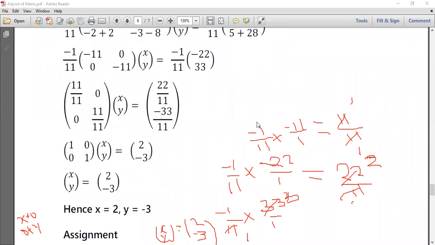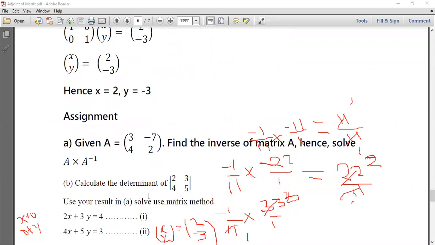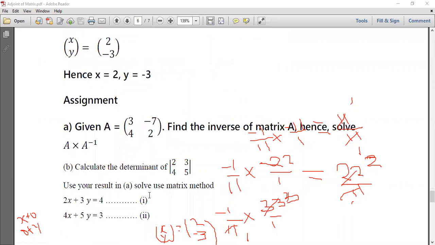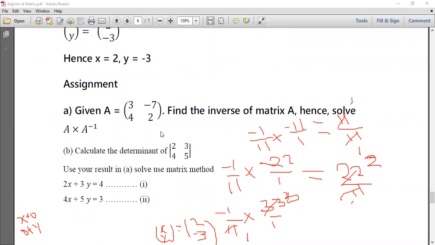So you can see, hence x is 2 and y is minus 3. So look at the assignment here. I think it's also on this three assignment. Just try, use the same idea. Just apply the same idea, then you should be able to solve it. Look at it, just the same idea, and you are good to go.